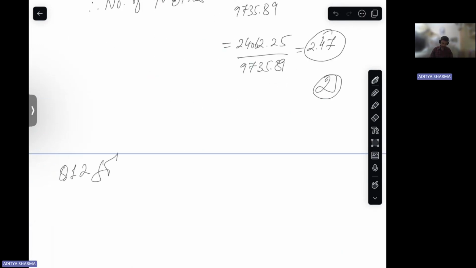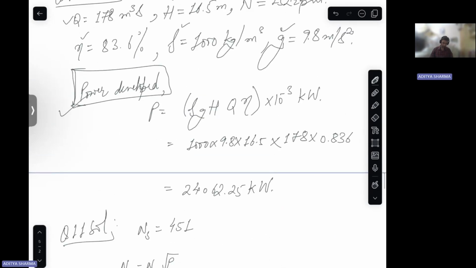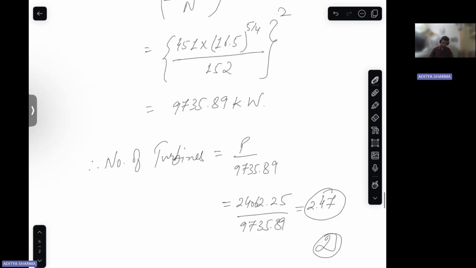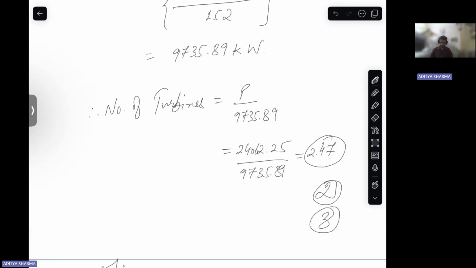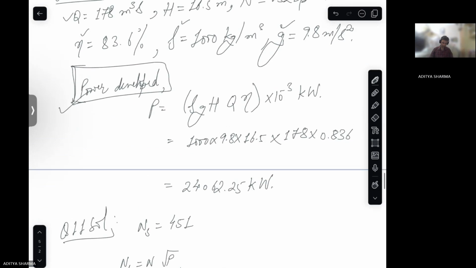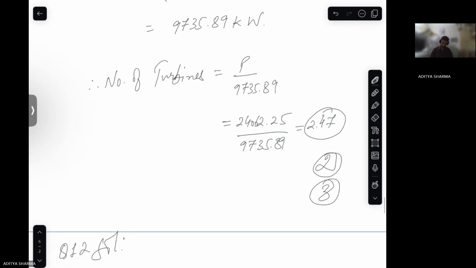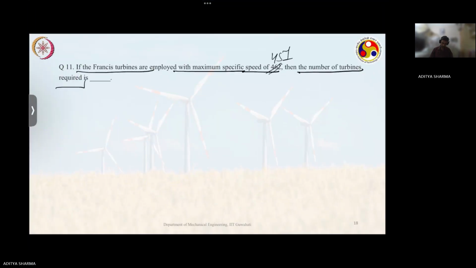Then question number 12 solution. And if you have to develop this much power, then you'll have to have 3 turbines. In that case, the power developed will be more than this. Okay. All right.